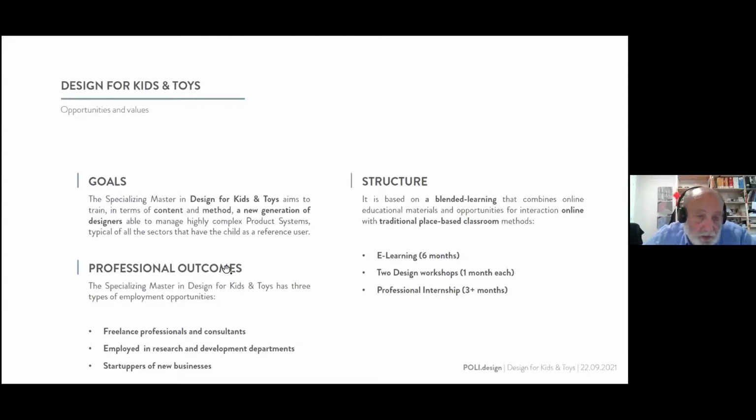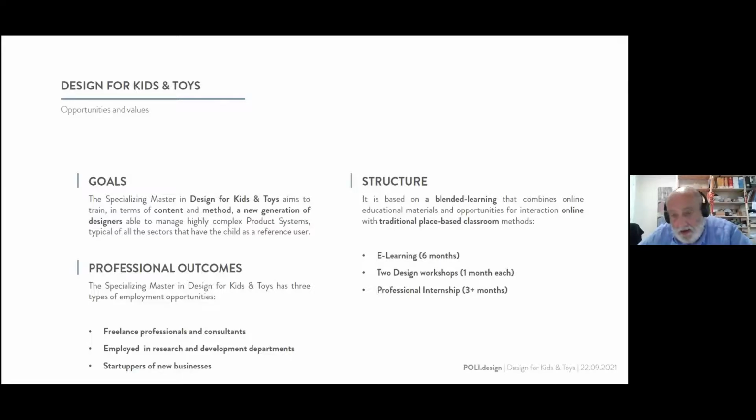So we work for freelancers, but also professionals, consultants, entrepreneurs and designers. This specializing master is dedicated to many people who would like to know how to manage a product or a service for kids. It is completely blended learning: there are 6 months in e-learning. We started 3 years before COVID to make this master on a learning platform, and then 2 design workshops, 1 month each, and the professional internship for 3 or more months. This is the structure of our blended learning master.